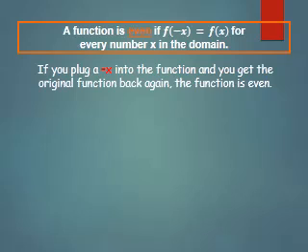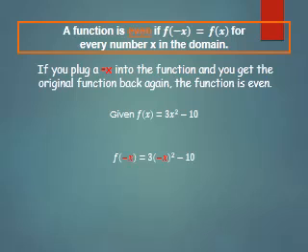Now, what if I don't have a figure and I need to prove if this function is even or odd? Let us start with even. If you want to check if this function is even or not, you have to plug minus x into the function. So instead of x, you replace it by minus x. Suppose we have a function f of x equals 3x squared minus 10, and I need to check if it's even or odd. So I replace x by minus x.